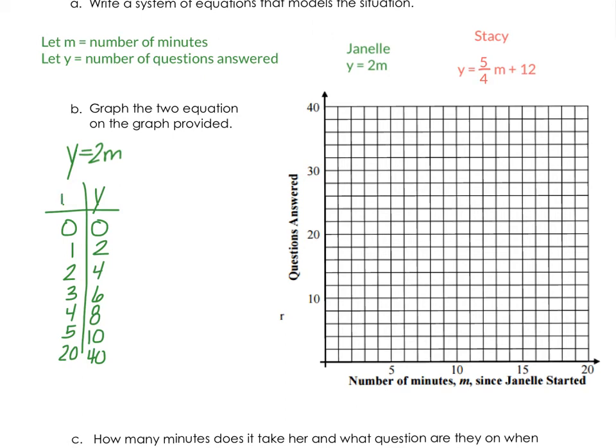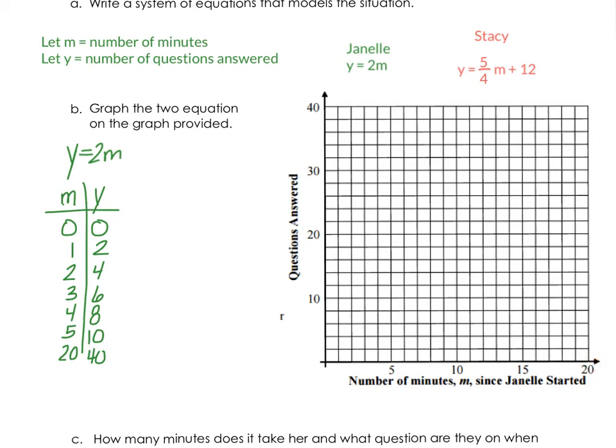Either way is really okay. And then I wrote 0, 0, 1, 2, 2, 4, 3, 6, 4, 8, 5, 10. Then I jumped to 20, and that was because I saw on my x-axis that the furthest x value I had was 20, so I wanted to see where that y value would be.